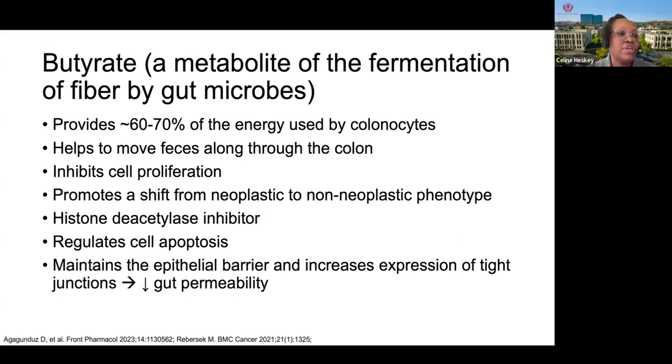It is one of the metabolites of the fermentation of fiber in the large intestines, as mentioned. And so the way that butyrate can help to reduce colorectal cancer risk includes by moving feces along through the colon, inhibiting cell proliferation, reducing the initiation of cancer or increasing cancer cell death, and decreasing the risk of gut permeability.